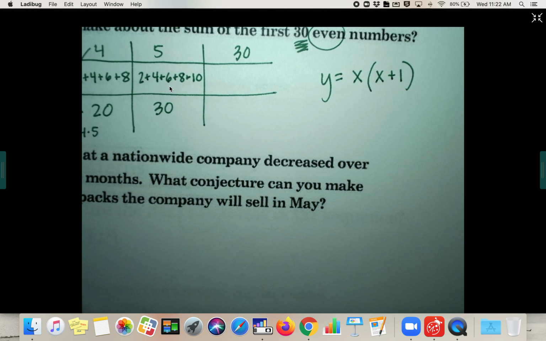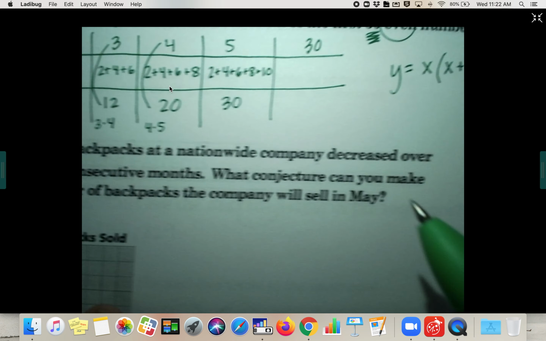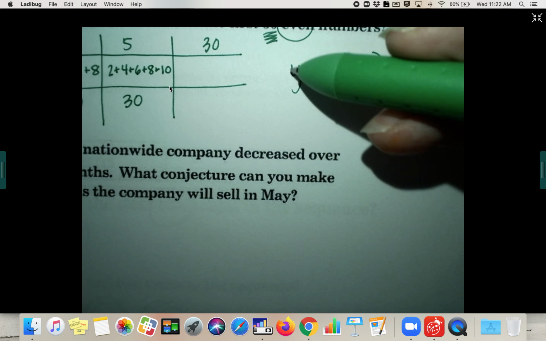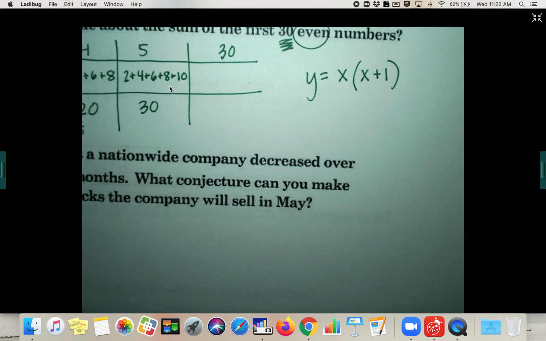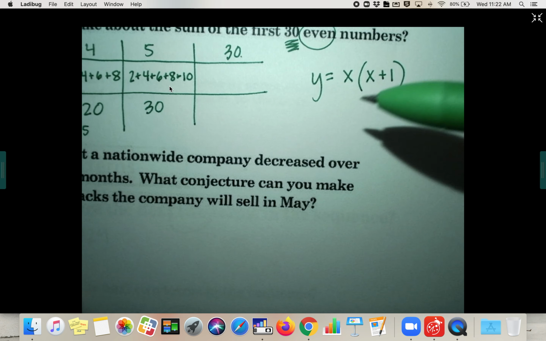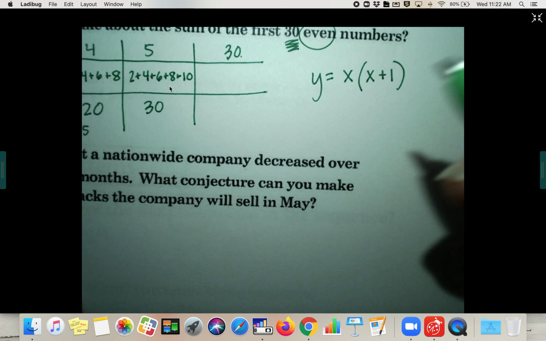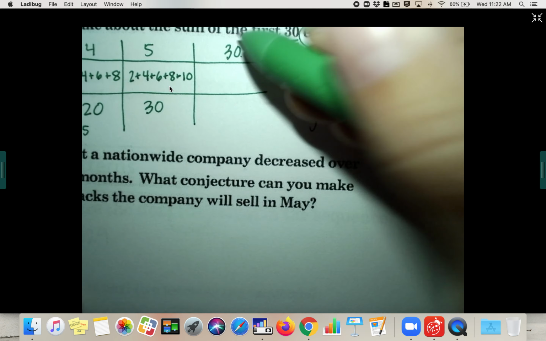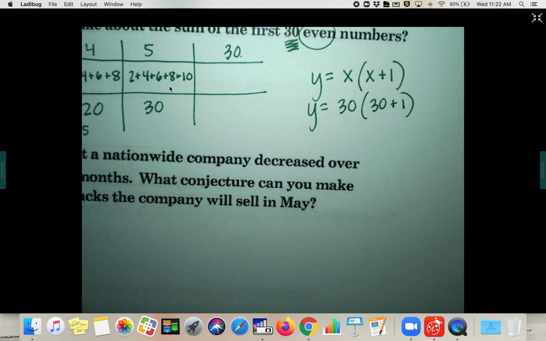Okay, just think that through for a minute. If you need to go back and plug these in to try this out. But this is a fancy equation which works. So if we need to solve it for 30, I'm going to go ahead and plug in 30 for both of these because we want to know 30. So 30 times 30 plus 1.